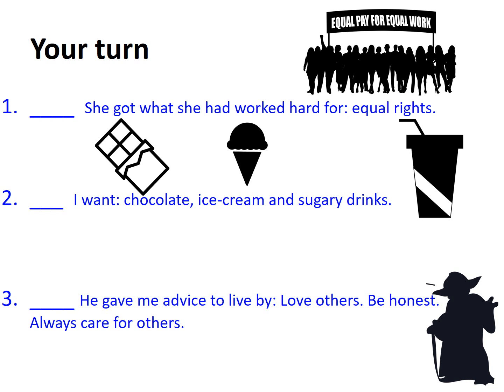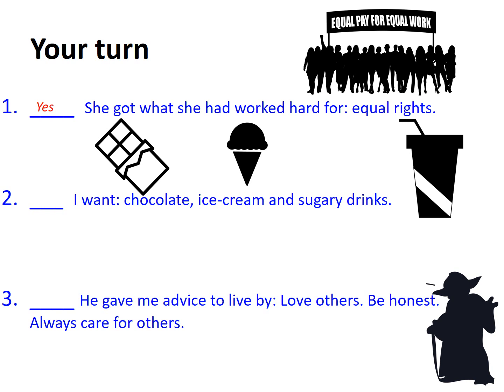She got what she'd worked hard for: equal rights. This is grammatically correct. I'm clarifying what she'd worked hard for after the colon, showing that the primary focus in this sentence is on equal rights that she achieved, and once more proving that the colon links two sentences or two statements where the second statement clarifies the first.